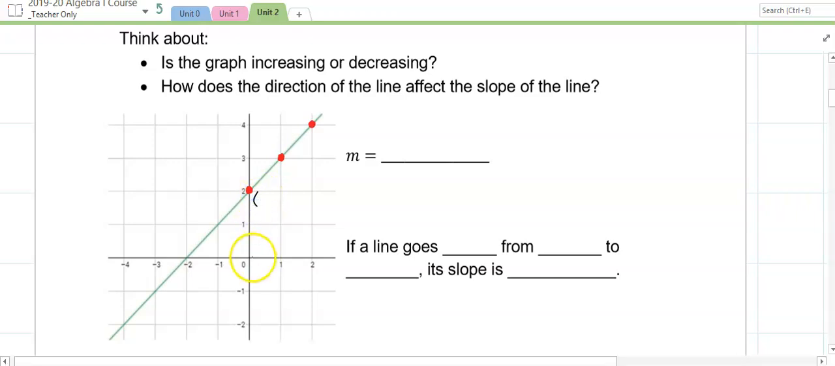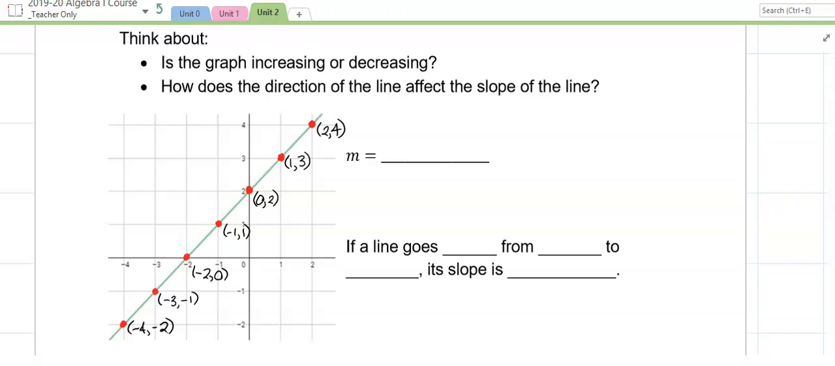For instance, the name of this point would be the point 0, 2. This point would be 1, 3. This point would be 2, 4. There's points back here in the negatives as well. We just want to find two nice points. Now I've kind of gone a bit overkill here. I found many nice points. So far I found 5, 6, and 7. We don't need 7 points. We only need 2 points. So you need to just pick 2 of your favorite.